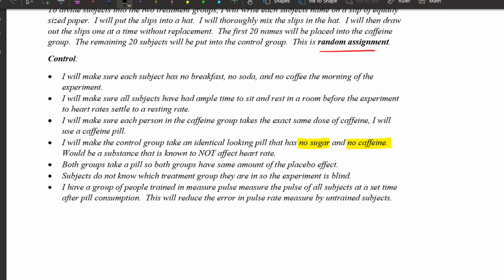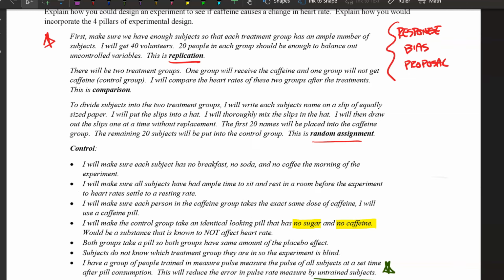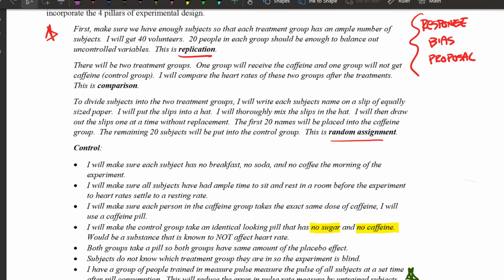If we follow this procedure, we have a better chance that if caffeine really does increase your heart rate, we'll be able to detect it and prove that it does cause a change in heart rate. But maybe it'll work, maybe it won't. This is what I want on the proposal whenever we do our experimental proposal. And this is the type of thing you should think about anytime you design an experiment. Okay?